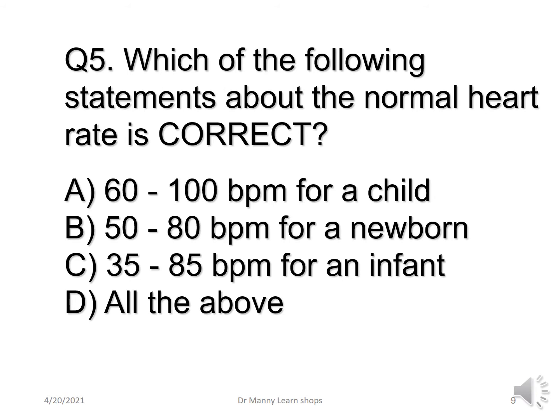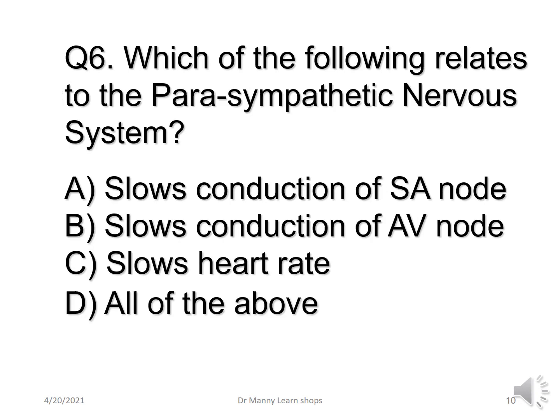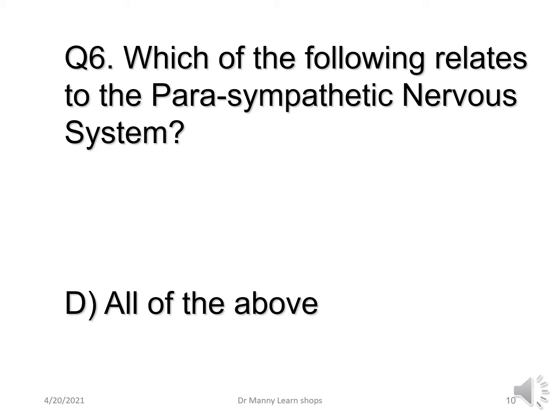Which of the following statements is correct about normal heart rates? Does a child have a heart rate of 60 to 100 beats per minute? Does a newborn have a heart rate of 50 to 80 beats per minute? Does an infant have a heart rate of 35 to 85 per minute? Or are they all correct? Well, they're not all correct. The correct answer is that a child has a heart rate between 60 and 100 beats per minute at rest. Which of the following relates to the parasympathetic nervous system? Does it slow conduction of the SA node, AV node, heart rate? Is it all of the above? Which is correct? All of the above is correct.